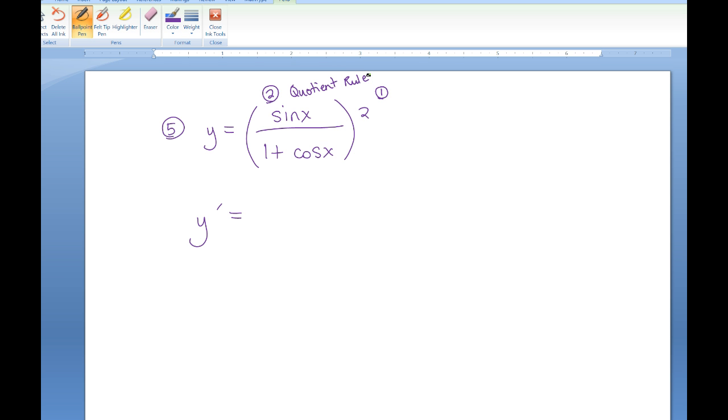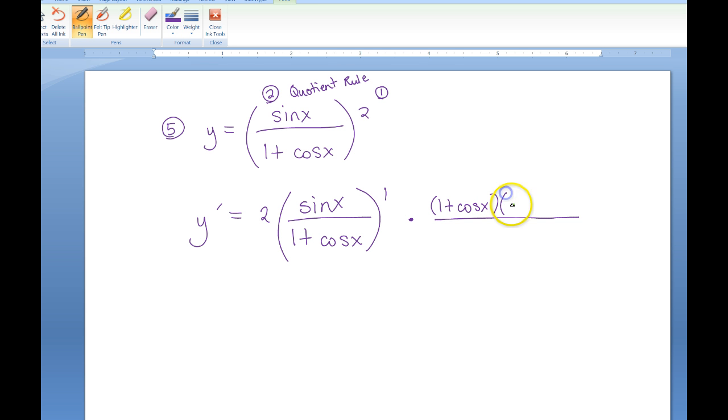Okay, so the first thing we're going to do is move the 2 to the front and keep everything inside the same. It becomes to the first power. You don't need the 1, but just so you can see that, times... Okay, now just look at what's inside, and we have to apply the quotient rule. The quotient rule is low d high, so the derivative of sine is cosine. Then take high d low, so the derivative of the bottom is negative sine. Draw the line and square the low.